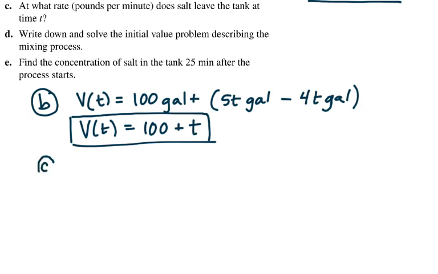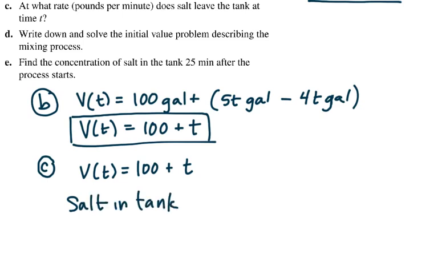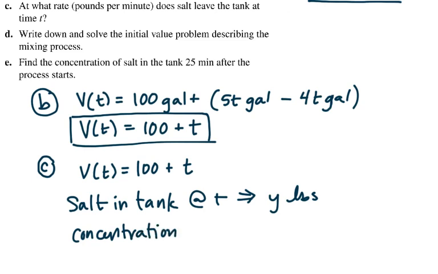Part C, at what rate in pounds per minute does the salt leave the tank at time t? So the volume at time t, we know, is that V of t is 100 plus t. And the salt in the tank at time t is y pounds. So the concentration at any time t is y over 100 plus t.